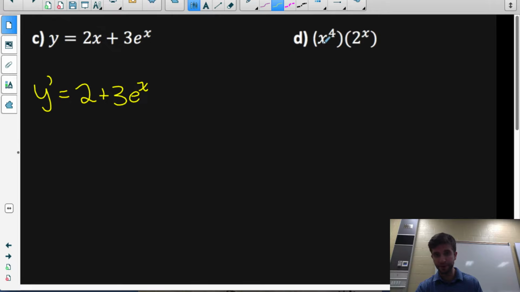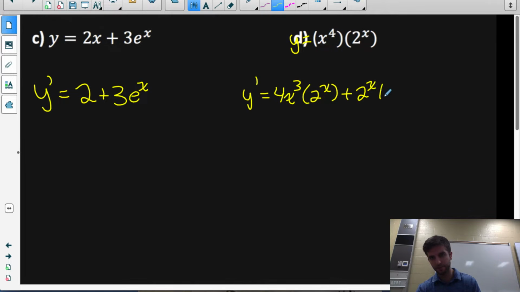Part D, I have a product of two functions, so I'll need product rule, and I forgot to name it, so I'll call it y. When using product rule, I have to differentiate the first function, so 4x cubed, multiply that by the second function, 2 to the x, plus I have to differentiate the second function, which would be 2 to the x ln 2, multiply that by the first function, x to the 4.